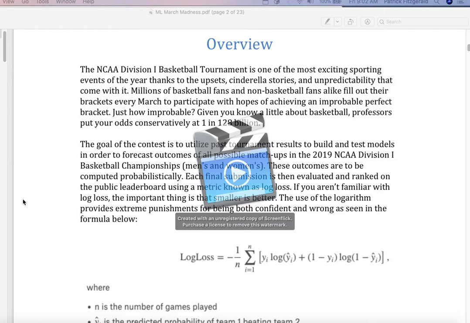These outcomes are to be computed probabilistically. Each final submission is evaluated and ranked on the public leaderboard. This would be if I were actually participating in the Kaggle challenge, but I didn't because the competition is over. I did look at my log loss scores and compare them to those of people who did compete, and I did all right. I didn't do great, but it was my first attempt, so not too bad.